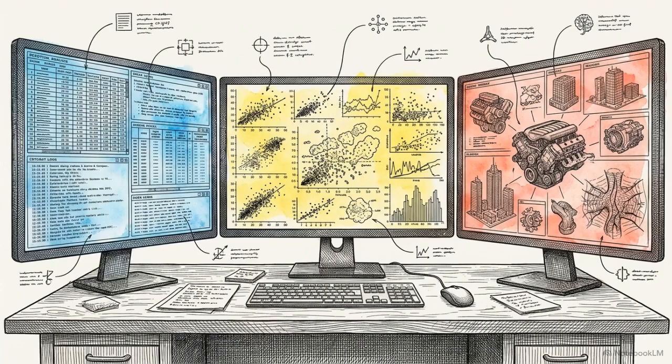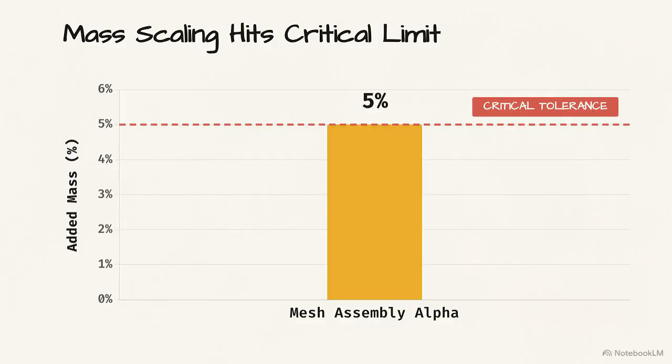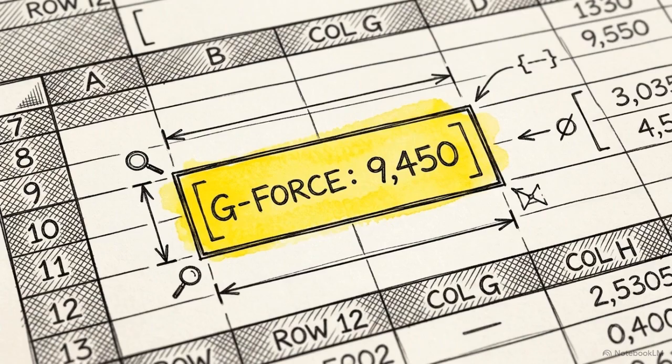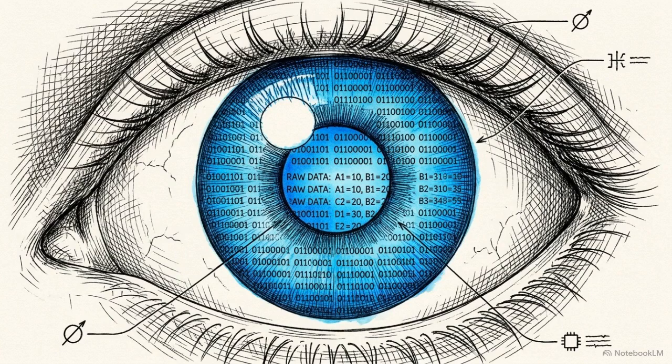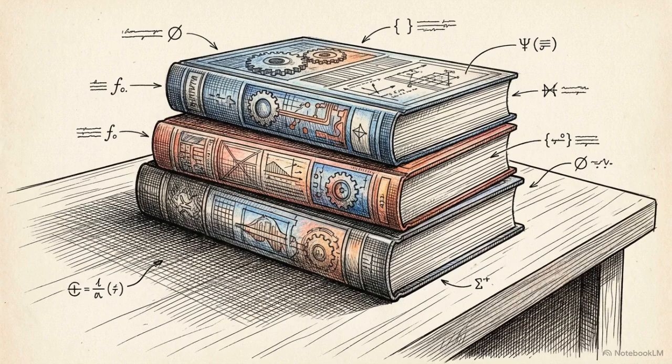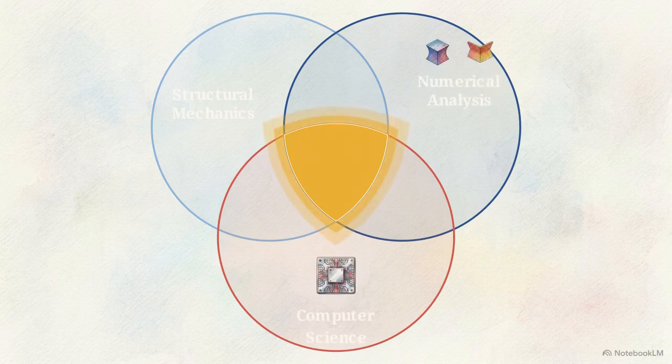Reviewers must also execute a gauntlet of other validation checks. They verify physical penetration depths, ensure mass scaling respects strict limits, and scan for unnatural spikes in acceleration data. This rigorous protocol forces the reviewer to cross-examine the animation as a dense numerical experiment, stripping away the visual realism to validate the raw data underneath. True mastery of explicit crash analysis is rarely found in one discipline alone. It exists at the exact intersection of strict structural mechanics, rigorous numerical analysis, and an uncompromising understanding of high-performance computer science.